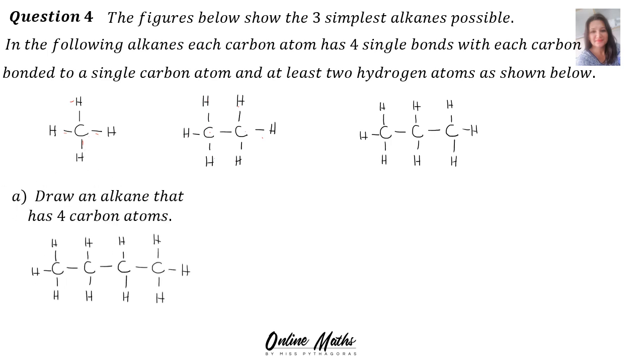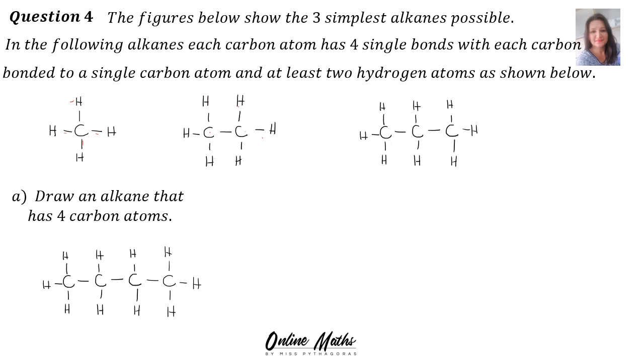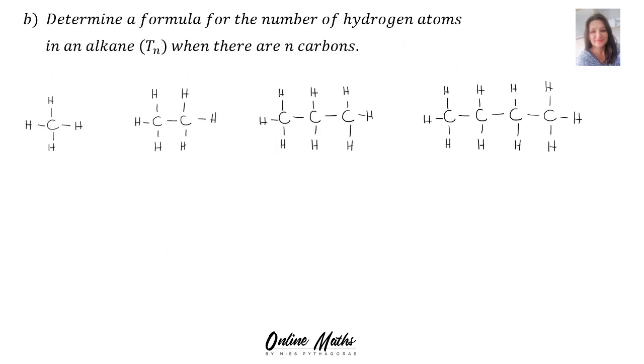And there's your 4 carbon atoms and then I added the hydrogen atoms. B. Determine a formula for the number of hydrogen atoms in an alkane, Tn, where there are n carbons. So this is finding the general formula. First of all, in the first arrangement, there are 4 hydrogen atoms, then 6, then 8, and then 10.